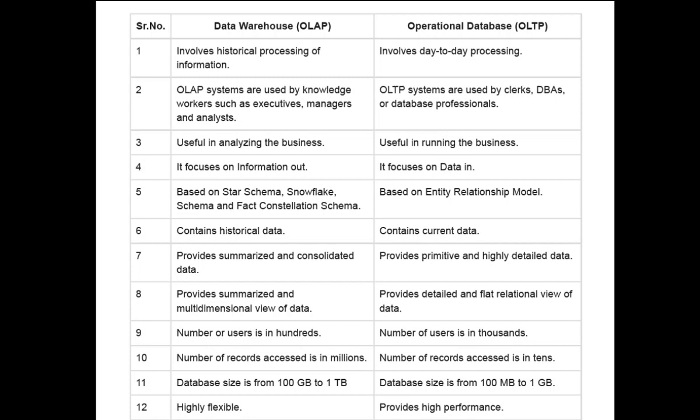OLAP is highly flexible, so we can look at the data from different perspectives and at different levels of detail, like we have seen in the previous video. And OLTP is basically used for high performance, getting things done at a quicker rate. So these are the differences between OLAP, online analytical processing, and OLTP, that is online transaction processing. Thank you.